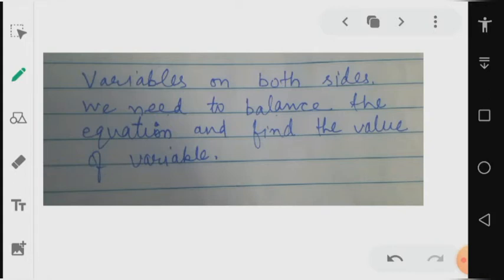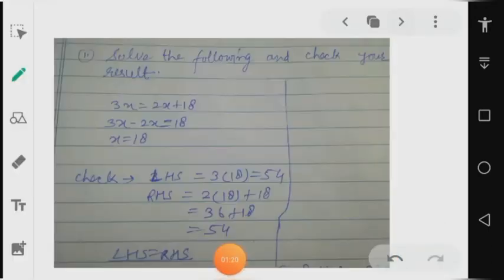Now, what is the role of variables in an equation? If a variable appears on both sides, that is LHS and RHS, then we need to balance the equation and find the value of the variable. It is important that we balance the equation, then we find the value, and sometimes we have to check whether the value is correct or not. That is another part of linear equations, used to make sure that our answer is correct.